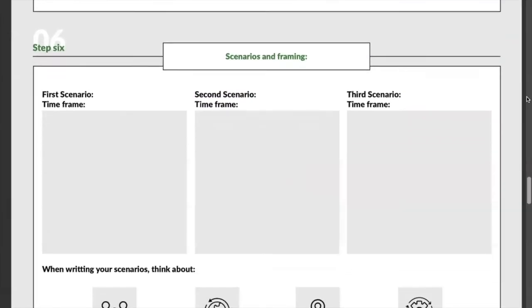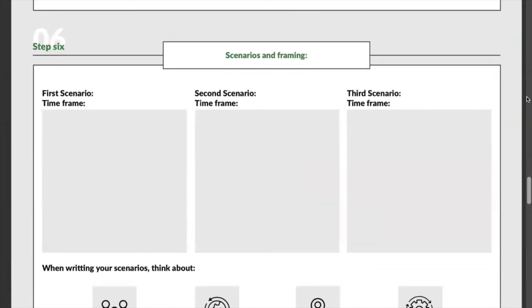Step 6. Scenarios and framing. In this step, you'll be writing your scenarios. First, give them a title so that you can refer to them back. Then choose a time frame, from when to when they will be in effect, and then get cracking.